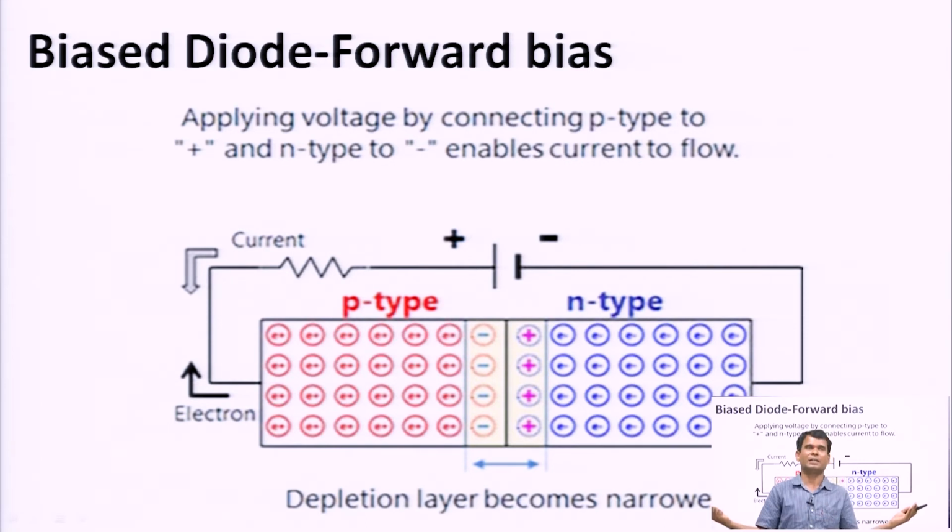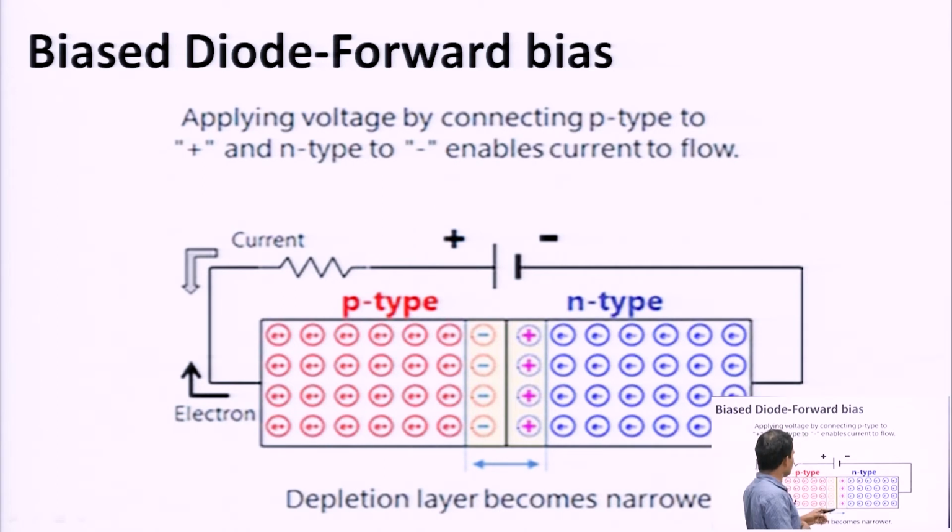The simple answer is that when we apply a voltage opposite to the potential barrier, and when the applied external voltage is equal to the potential barrier, or we can say when we overcome the potential barrier, the recombination process will start and the depletion layer will vanish. The depletion layer will decrease to 0.